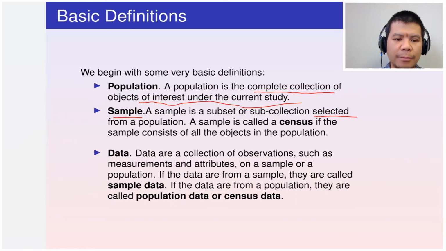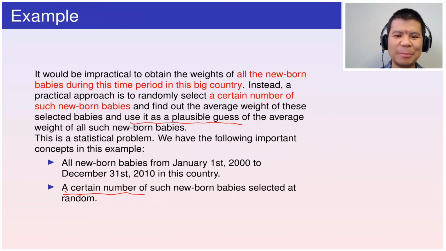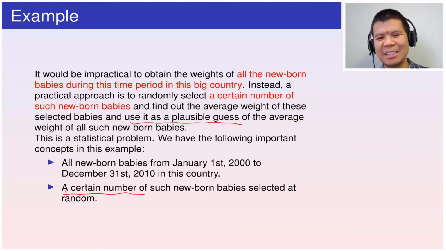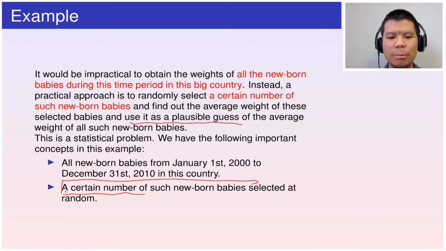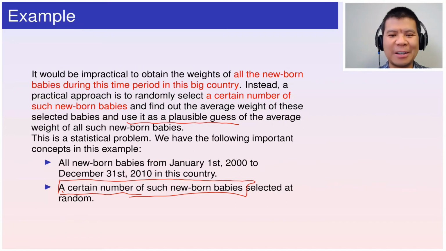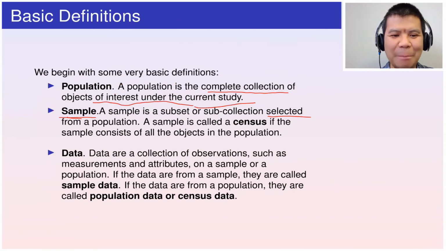Now, in this practical approach, we randomly selected a certain number of such newborn babies. So this certain number of newborn babies is a subset from the population. So it is a subcollection from the population. Therefore, by definition, it is a sample. That is what we mean by a sample.